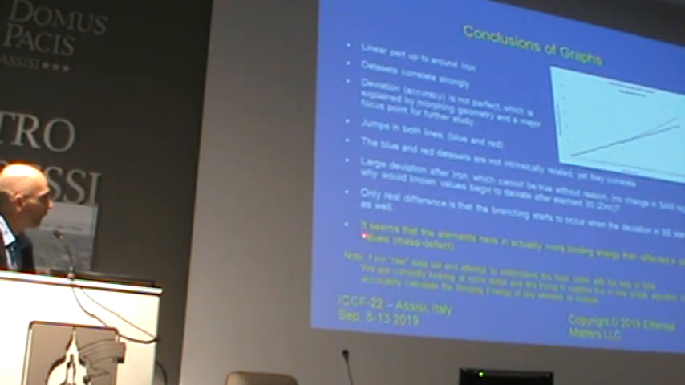So, to sum it up, it seems that the elements have in actuality more binding energy than reflected in the observed values. We calculate too much. Could be wrong, but it could also be there's another reason. That's what we're going to.